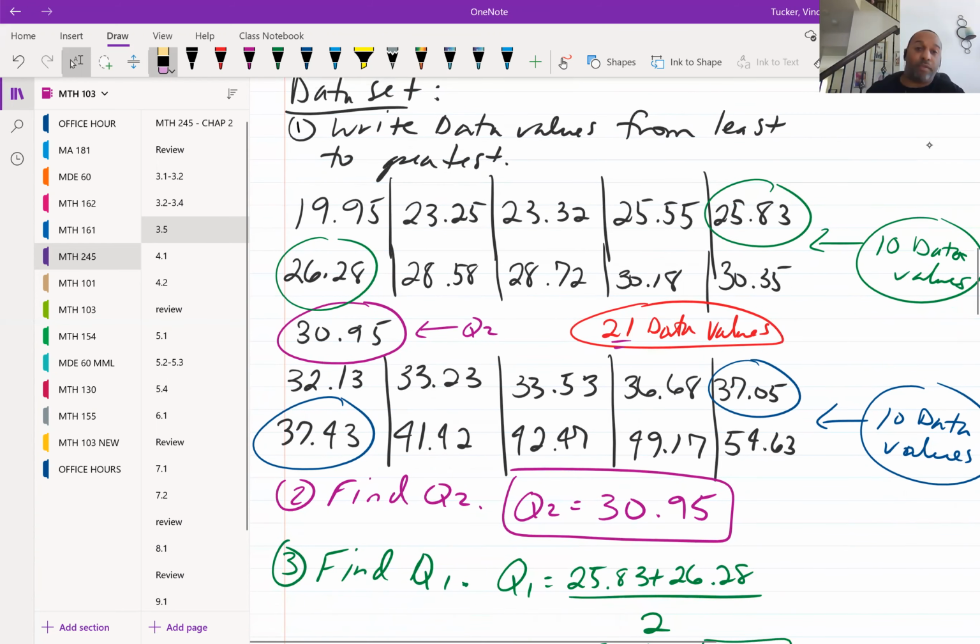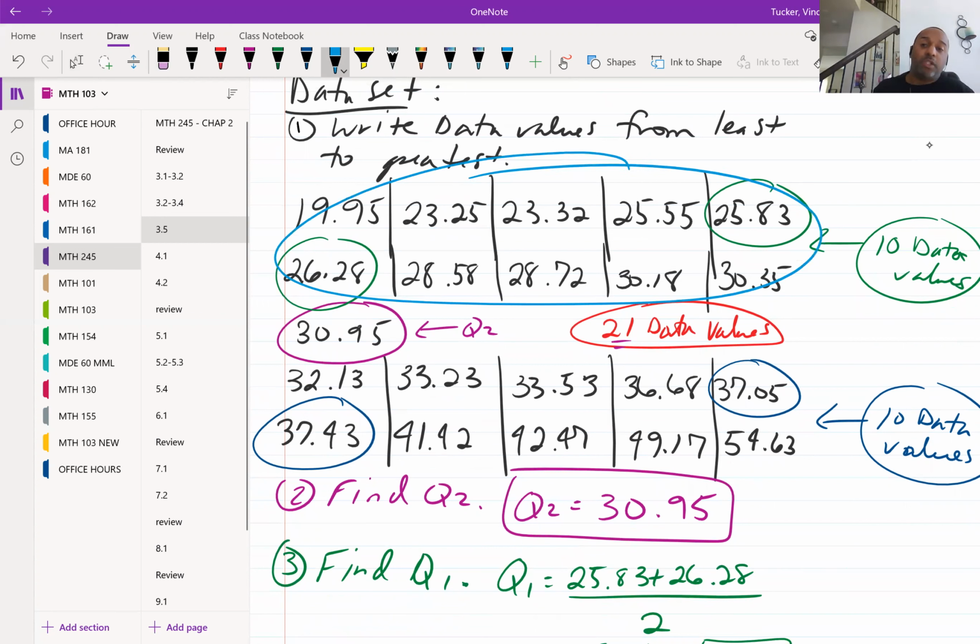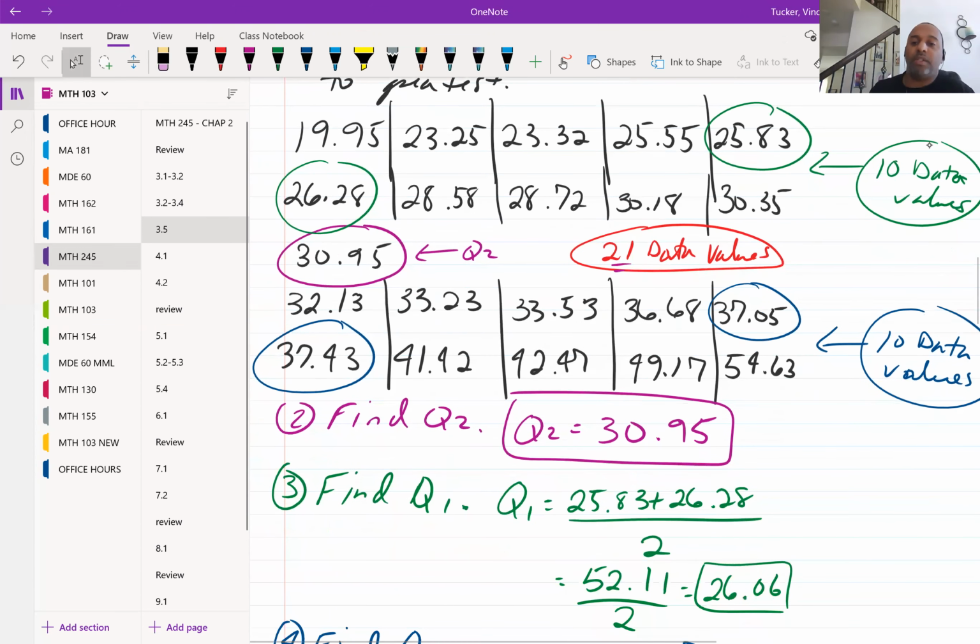Q1 is the middle value of the first half of data. So now my first half of data has 10 values in it. So I'm not going to have a legit middle number. I need to take the two middle numbers, add them together and divide by 2. And so that's what I did here. 25.83 plus 26.28. Add them together, divide by 2 gives me 26.06. Any problems? Any problems?